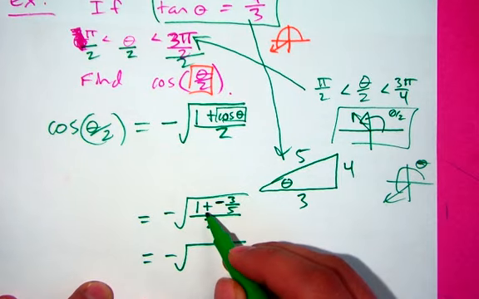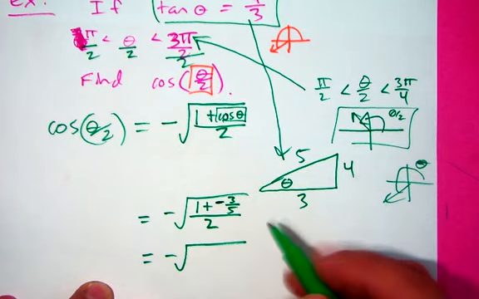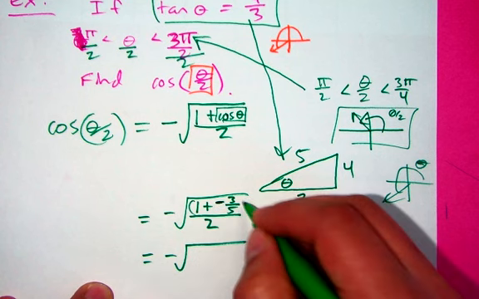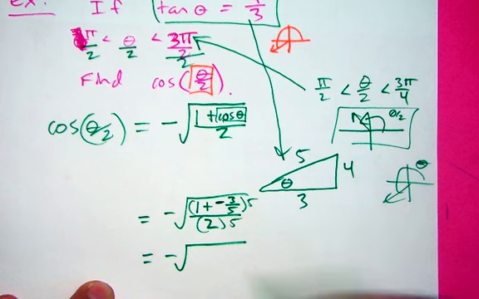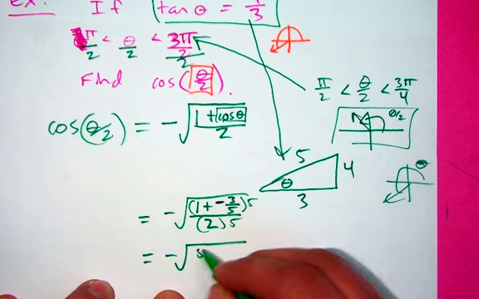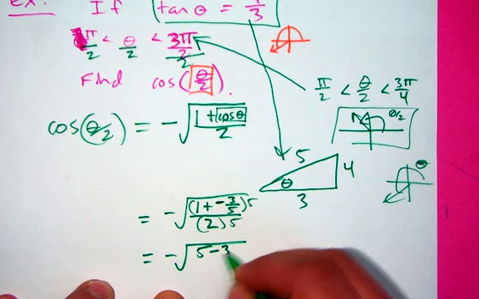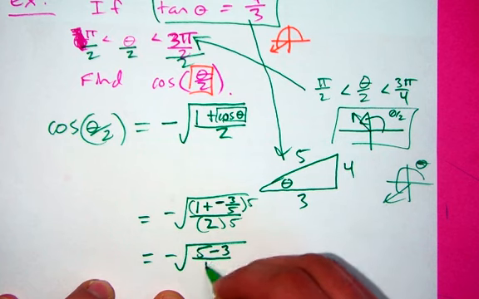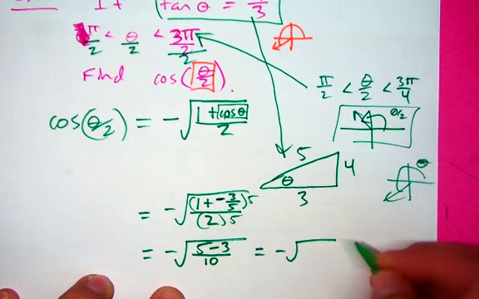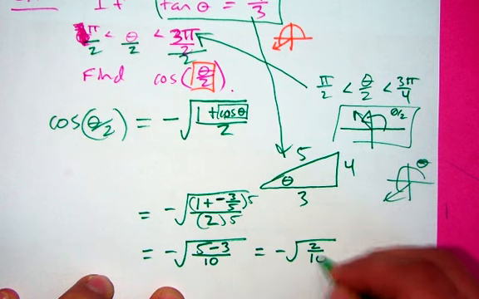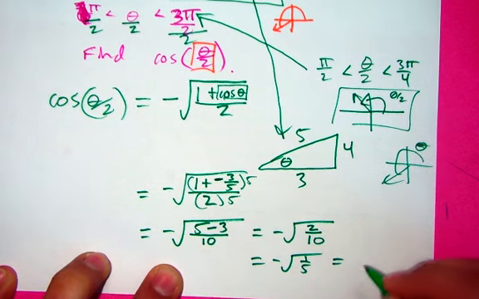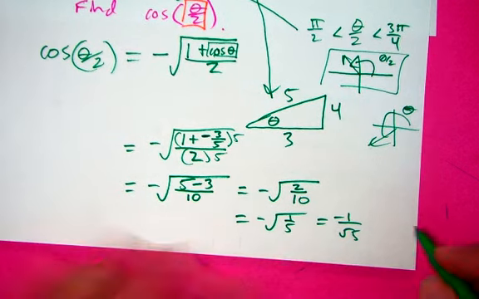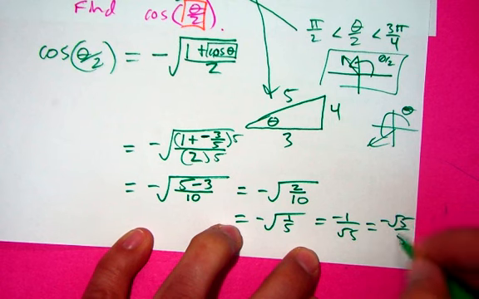Let's see. 1. Well, maybe we do it the same way we've been doing it. Multiply everything by 5 in here to get rid of the little denominator. So now we get what? Square root of 5 minus 3 all over 10, which is the negative square root of 2/10, which is the same as the square root of 1 over 5, which is 1 over root 5. Don't forget the negative, and then we can clean that up and make it negative root 5 over 5.